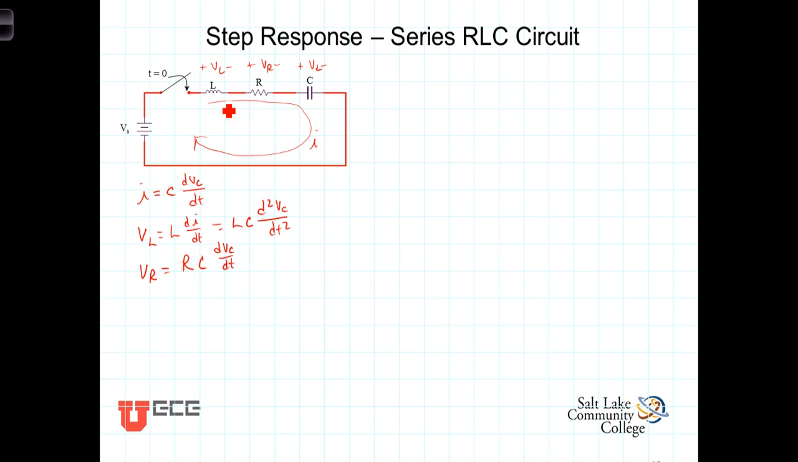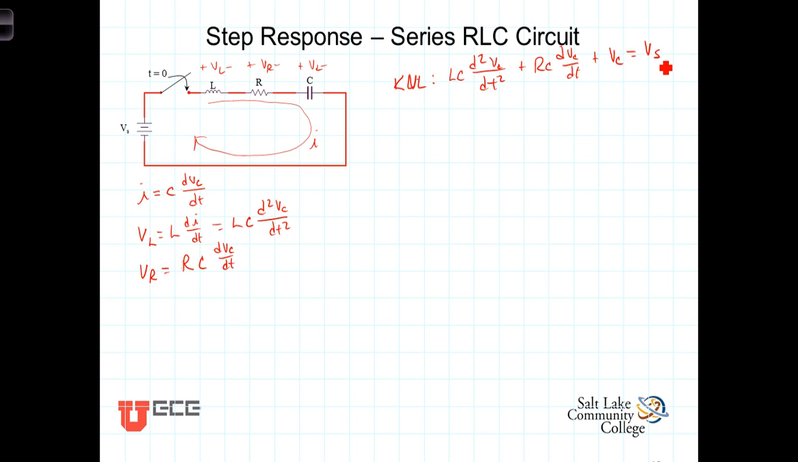And so now let's go ahead and write a voltage loop equation around that circuit in terms of these. So V sub L, starting right here, plus to minus V sub L is equal to L times C times the second derivative of the voltage across the capacitor with respect to time, plus V sub R, which is R times C dV sub C dt, plus V sub C must equal then the source voltage V sub S.